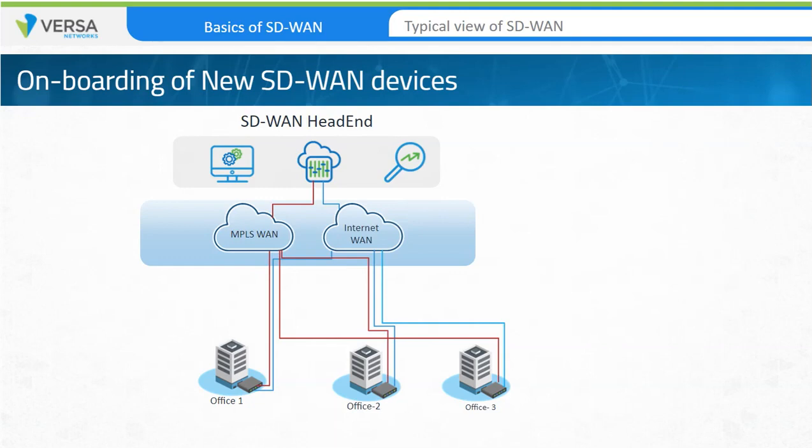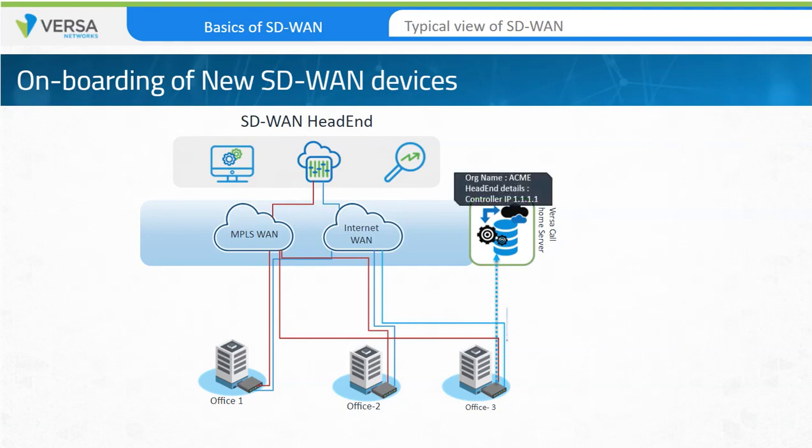By default, it tries to connect to the global call home server or pre-staging server. The pre-staging server is pre-configured with information about that branch device, such as to what organization it belongs and what head-end it should use to authenticate and join the network.